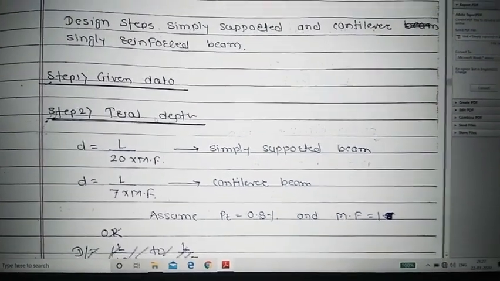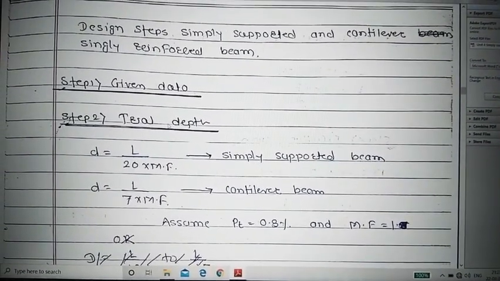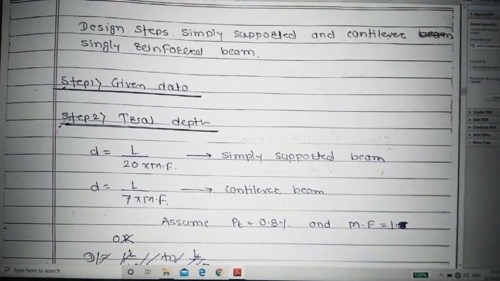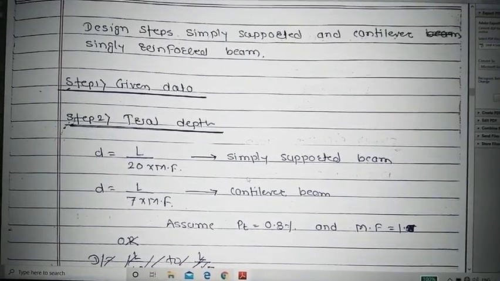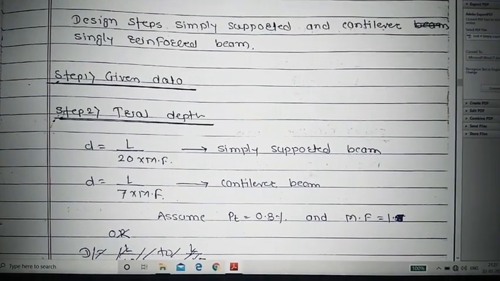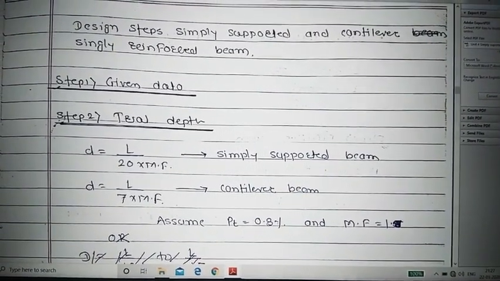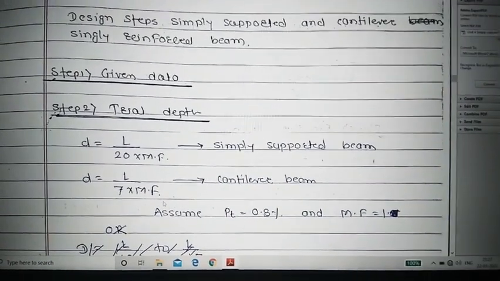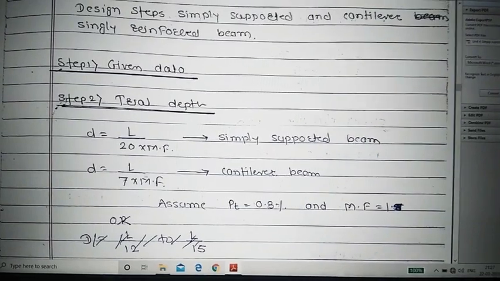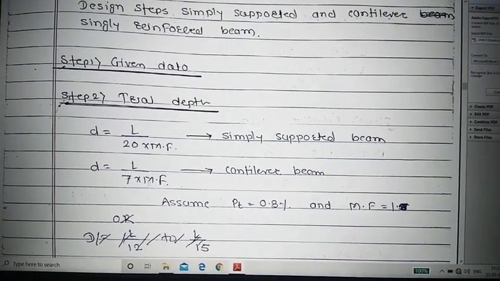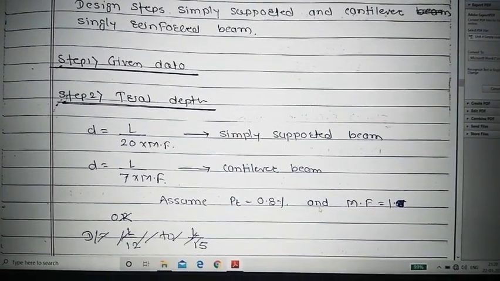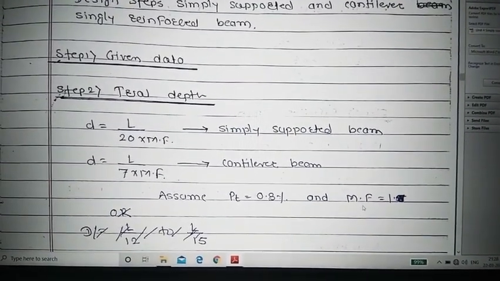trial depth. So we have here two formulas to calculate the trial depth. First is d equals L divided by 20 into modification factor, if a simply supported beam is given, and second is d equals L divided by 7 into modification factor, if a cantilever beam is given. Now here we know that the modification factor basically depends on the Ast provided and Ast required. So now here we don't have any Ast, so for the calculation of modification factor, either assume percentage of steel 0.8% or directly assume the modification factor as 1.